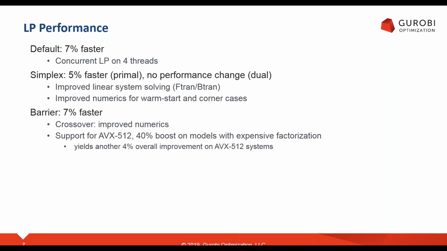And additionally, we added support for AVX 512. So if you have such a machine and you are solving models with very expensive factorizations, then you will see another 40% performance boost on your models due to the AVX 512 support. And overall in our whole test set, this gives a 4% performance improvement that comes on top of those 7% that we have.